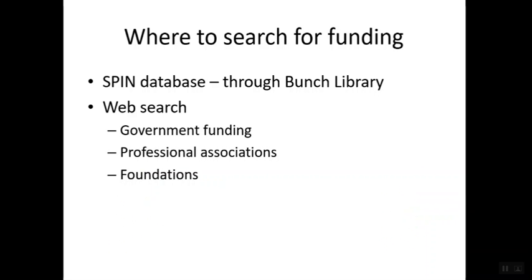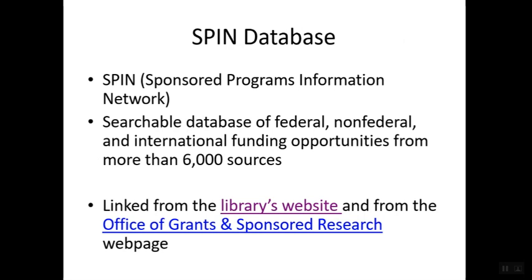First, I'll introduce the SPIN database. Belmont has a campus license for SPIN, so you can search this database for grants related to your research. It's accessible through the library website. And then I'll talk about ways to search for grants on the web through a simple Google search.